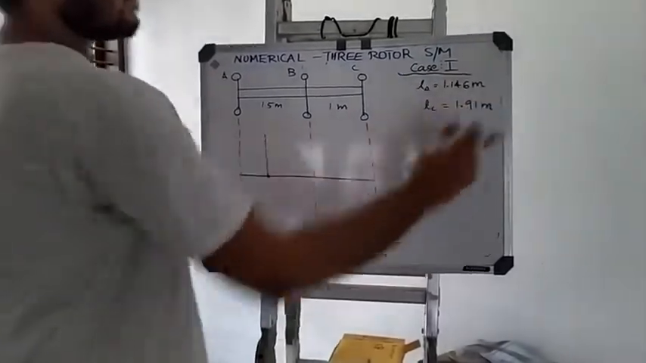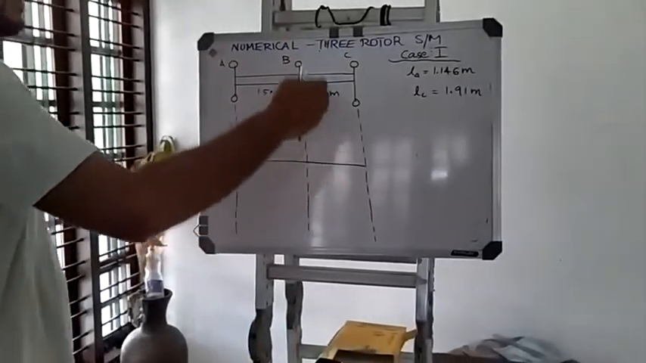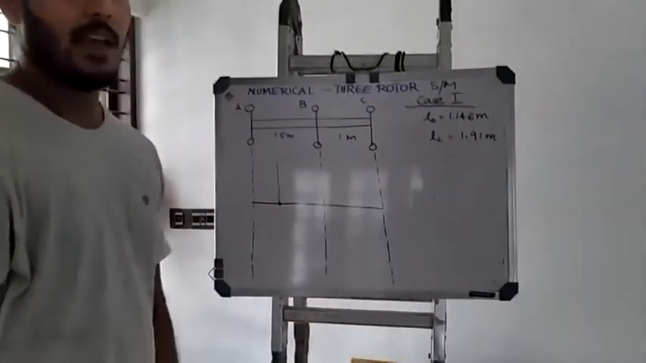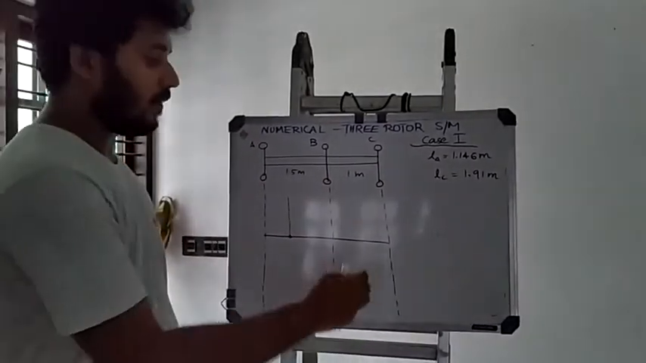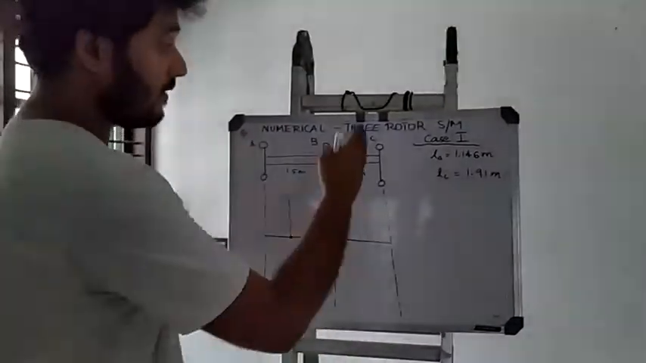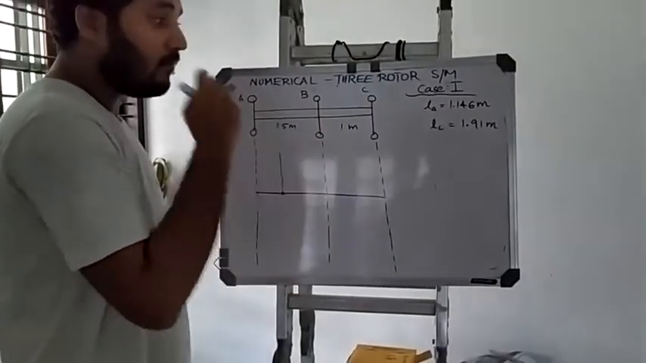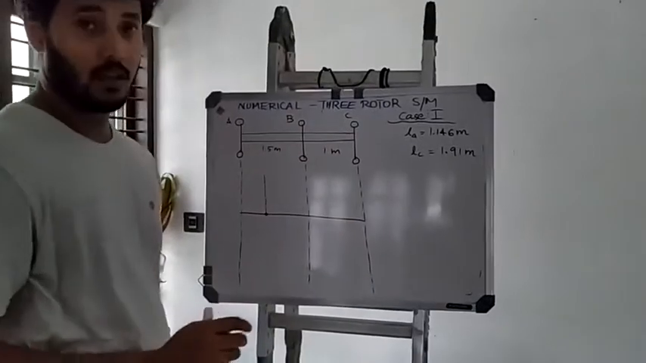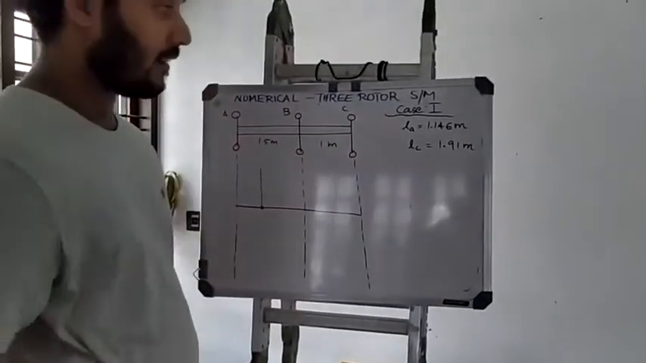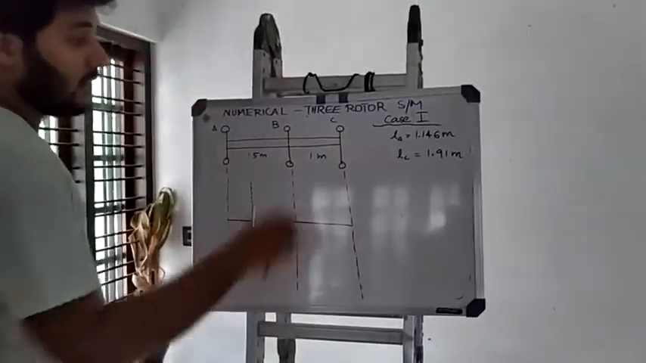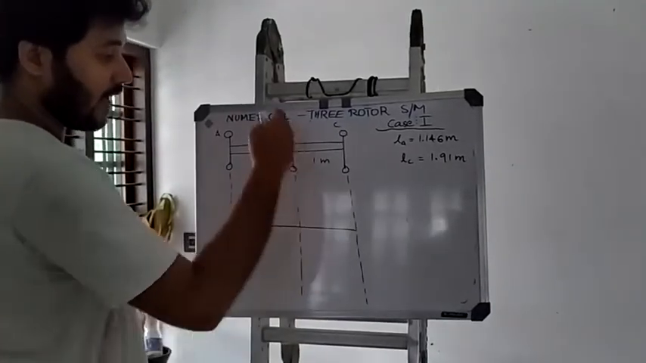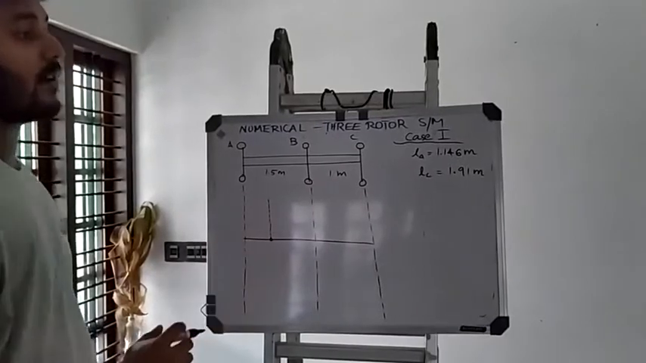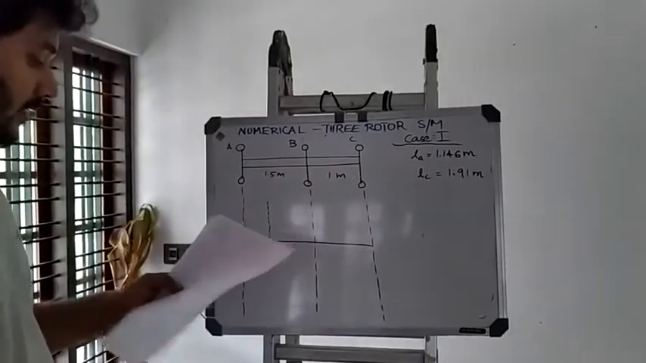Now LC is 1.91. See, C is the extreme right side rotor. Now what is the distance of LC? LC is the distance of the node made between C and B, or the extreme right rotor and the middle rotor. The node between extreme right and middle rotor, that distance is represented as LC. Now this is 1.91 meter. The total distance between C and B is 1 meter. So 1.91 means that will be exceeding this total distance.